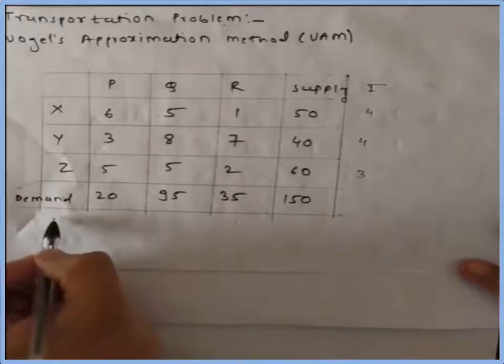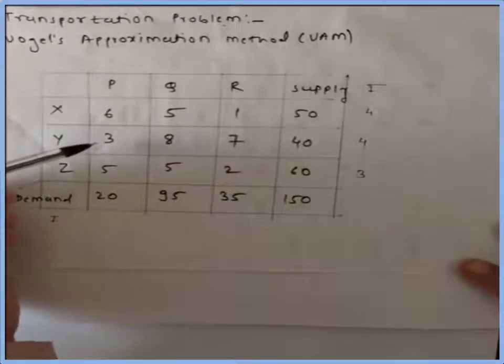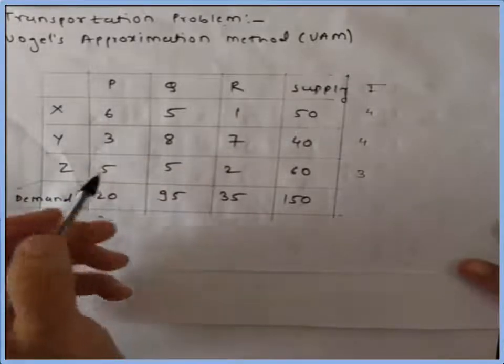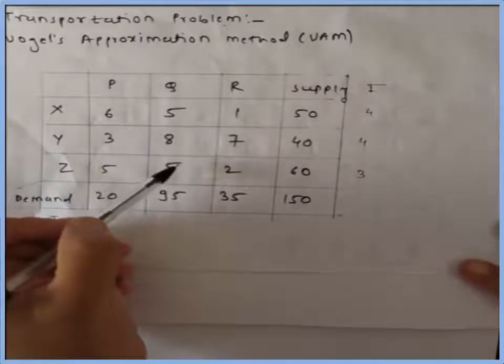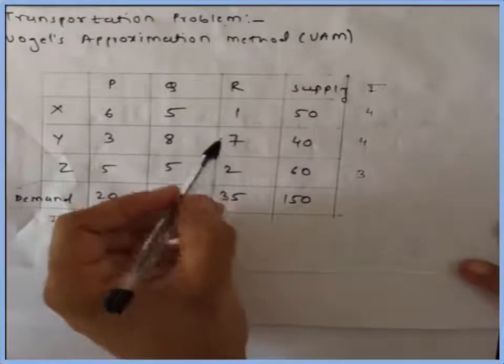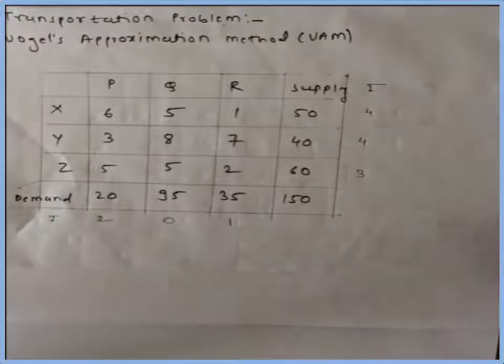Now calculate the column penalty. 6, 3, 5. The two smallest numbers are 3 and 5. Therefore, the column penalty is 2. In the second column, the two smallest numbers are 5 and 5 and the difference is 0. And in the third column, the smallest numbers are 1 and 2. The difference is 1. This is the first step: calculate the row penalty and column penalty.